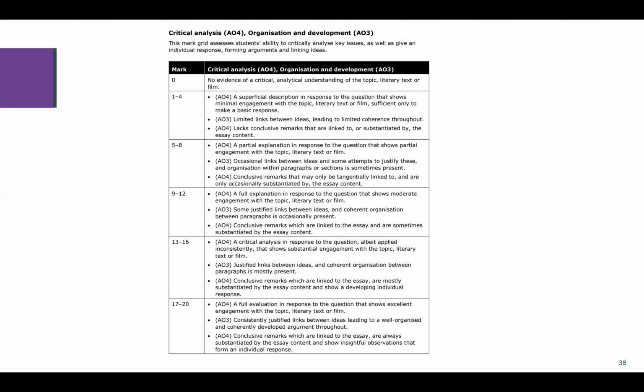But you can see there it says an individual response. So they shouldn't be worried about giving this individual response. So that's one that they find actually quite tricky, really, to cover.